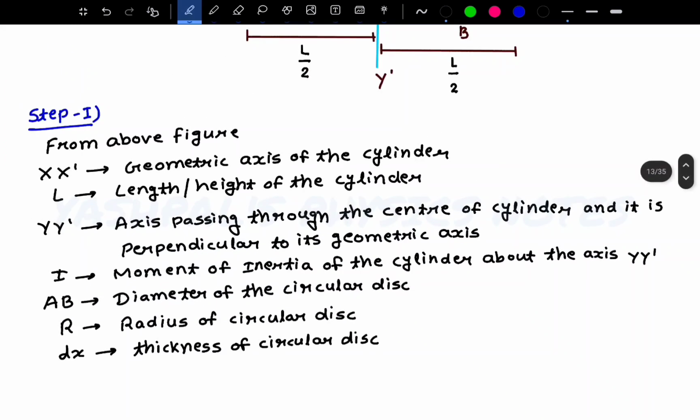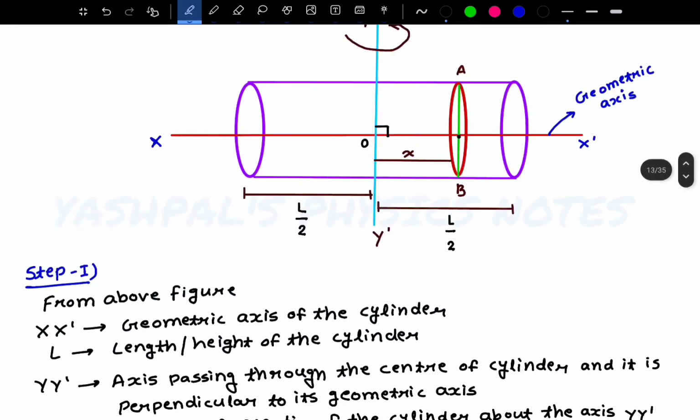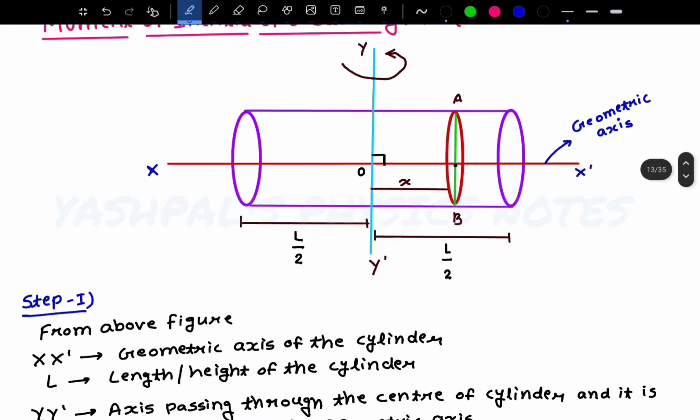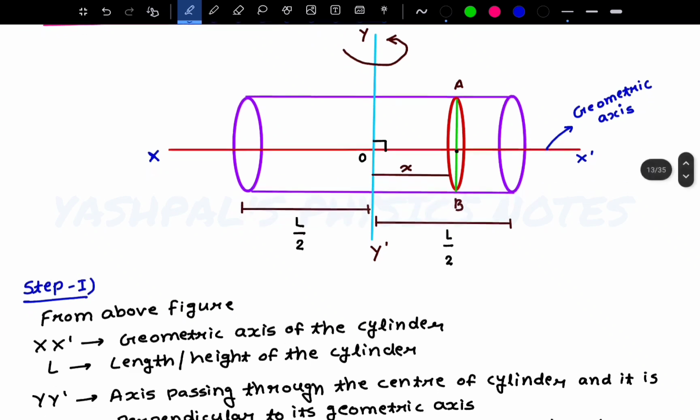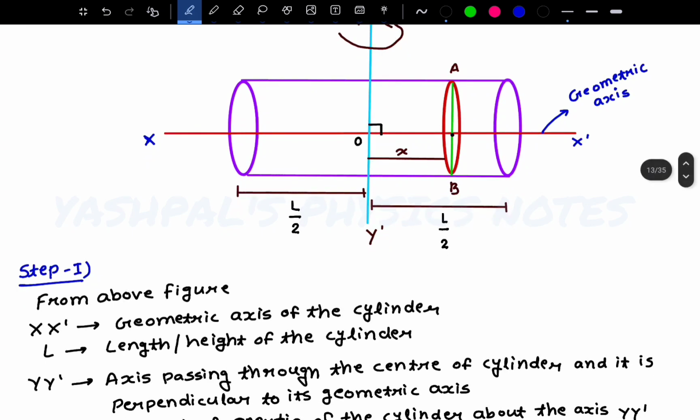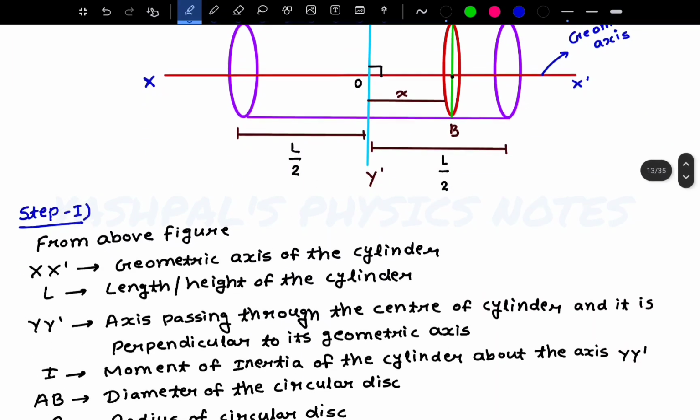So here we have done the labeling of the figure. As you can see from the figure, xx dash is nothing but the geometric axis of the cylinder. Capital L we have considered length or height of the cylinder. The axis y dash, which is passing through the center and is perpendicular to geometric axis, is dividing this cylinder into equal parts. So here I have shown L by 2 and this side L by 2. So total length is capital L.